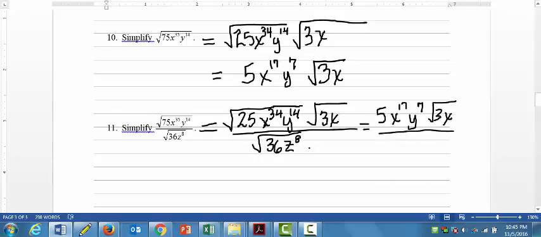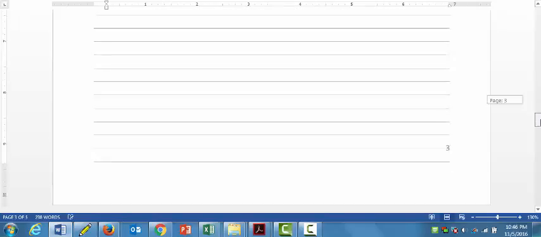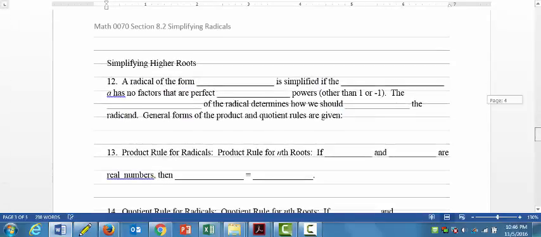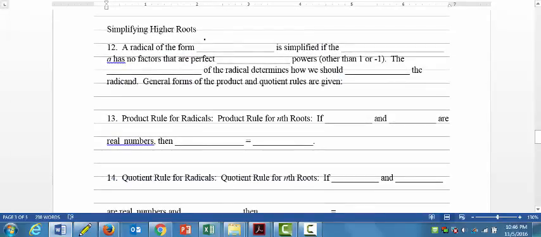And now I apply the square root to 36z to the 8th to get 6z to the 4th. And notice the index is 2, so I divide that power of 8 on z by 2 when I evaluate that radical. So let's look at simplifying higher roots.